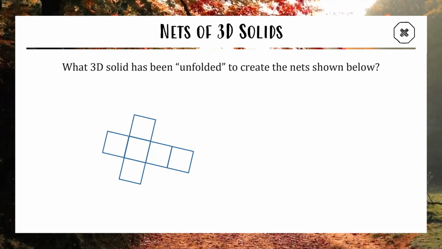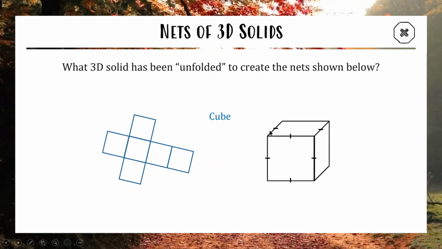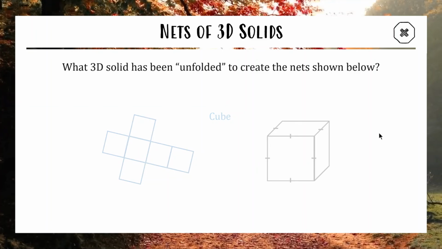Can you visualize what 3D solid I have unfolded to be looking at these 6 faces right here? If you're thinking that if you folded these back up, you would be looking at a cube, you are correct. If we folded them back up, it'd make this shape right here, which is a square prism, also known as a cube. What about this one?